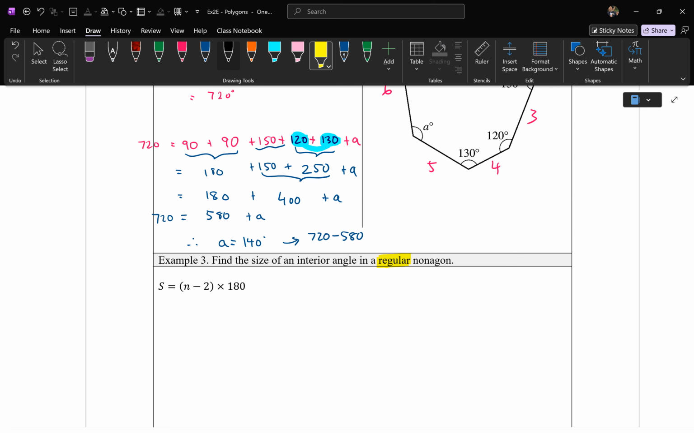Amira? Good. All interior angles are the same. So, nonagon, how many sides is a nonagon? 9. So we do 1, 2, 3, 4, 5, 6, 7, 8, 9. I couldn't really draw it properly. But let's do dashes. We're saying all sides are the same, and all the angles are the same. So 1, 2, 3, 4, 5, 6, 7, 8, 9. 9 angles, they're all the same.